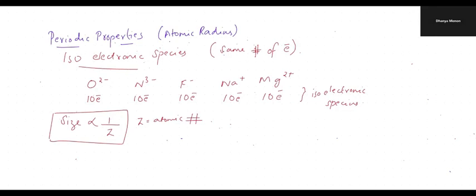So in this case, the atomic number I'll just mention in blue. For Z, for oxygen, it is 8. For nitrogen, it is 7. For fluorine, it is 9. For sodium, it is 11. Magnesium, it is 12. So this is the atomic number for these elements.